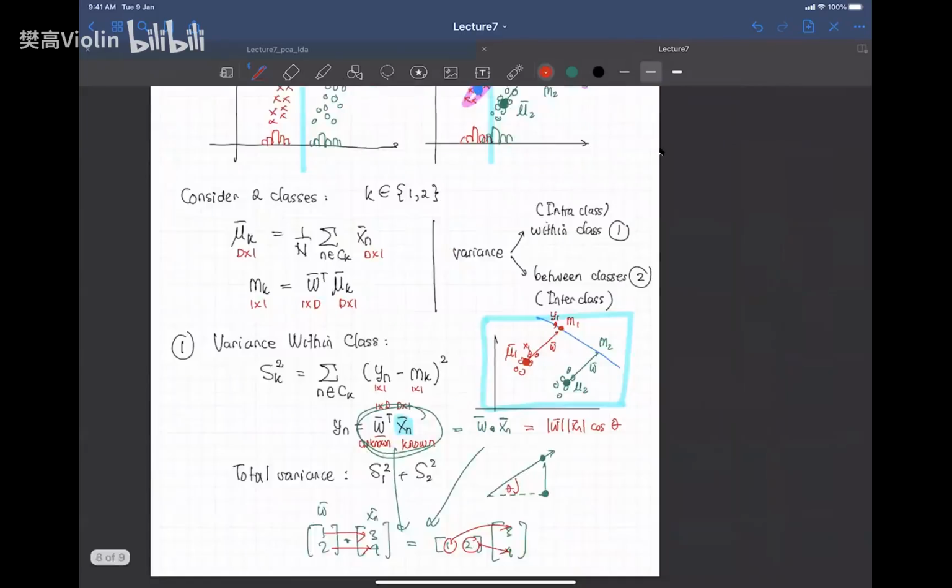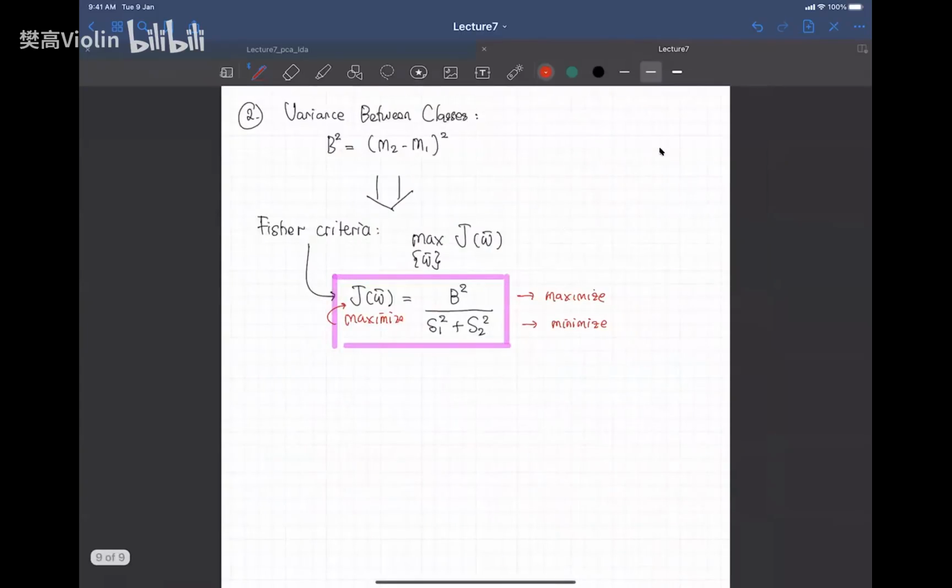Okay, so now we have this one. We want to maximize the variance between classes and to minimize the variance within class, which is the denominator. So for this Fischer criteria, any questions? Again, we do not know W. W is something that we want to find in the end. We want to find the projection.